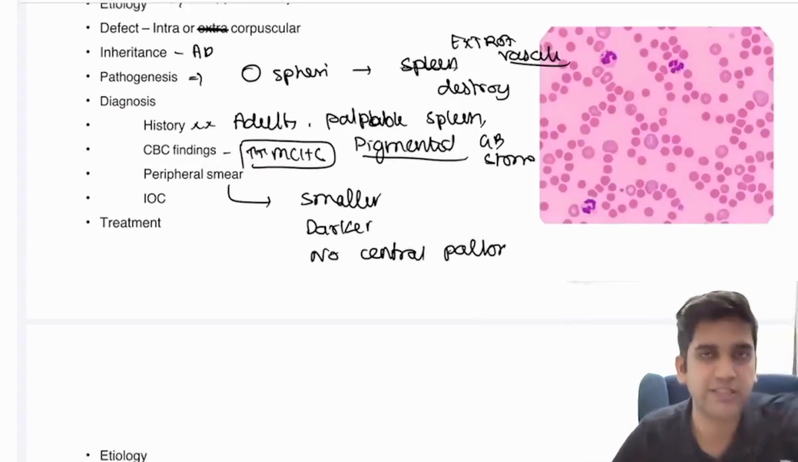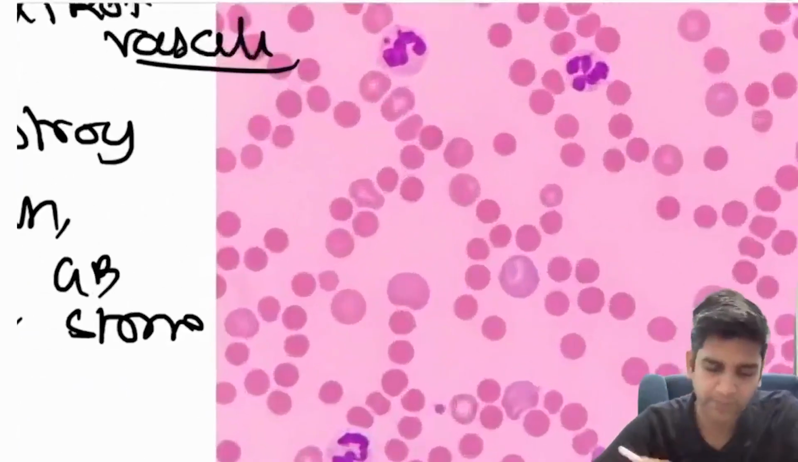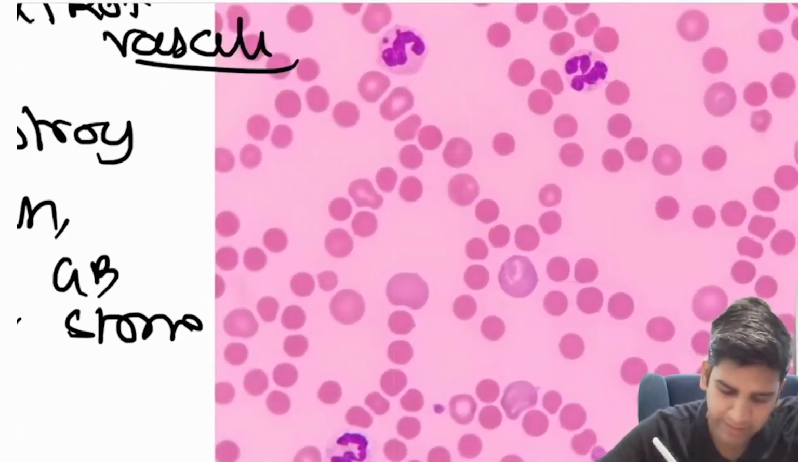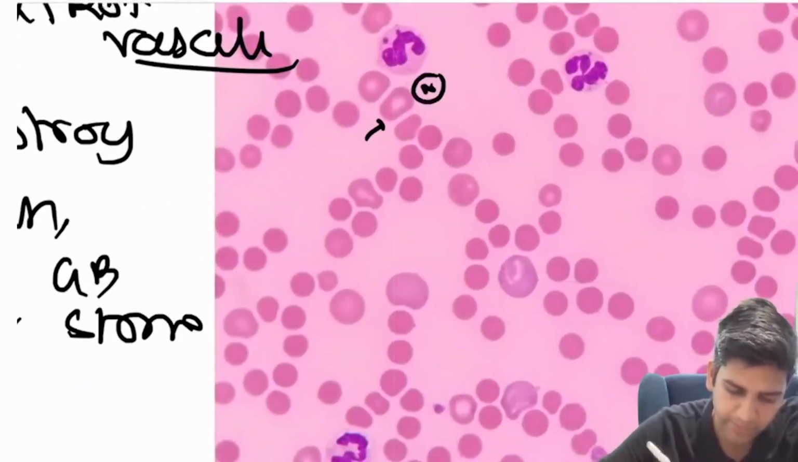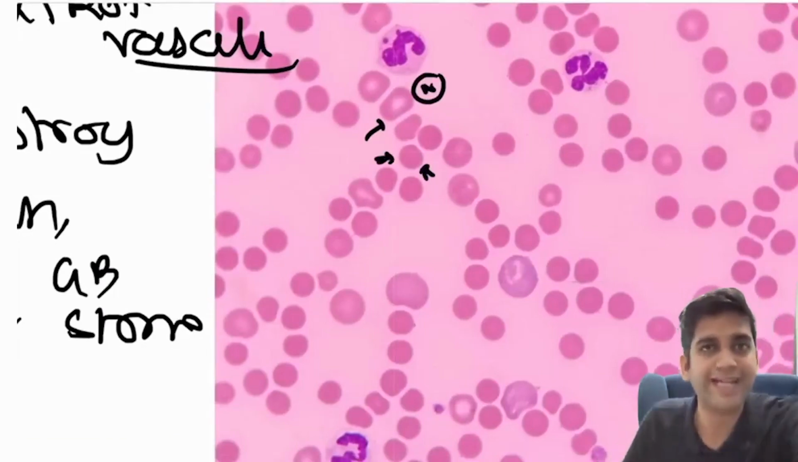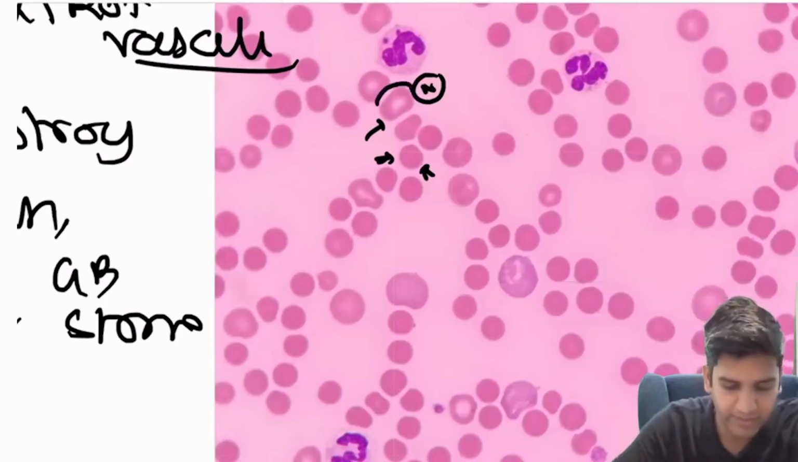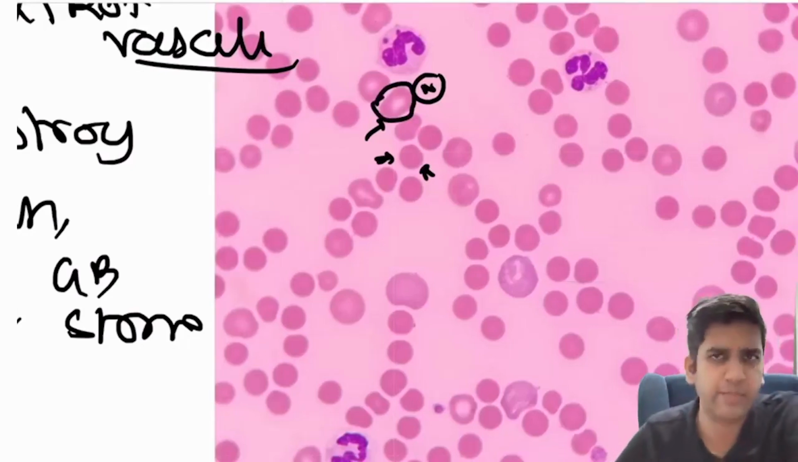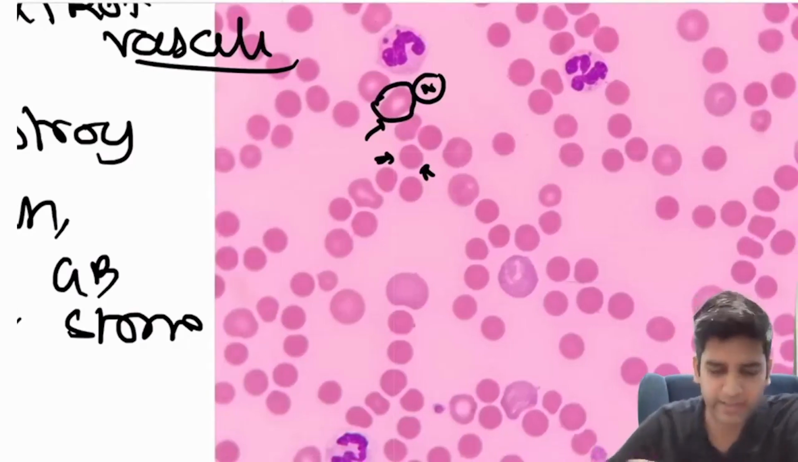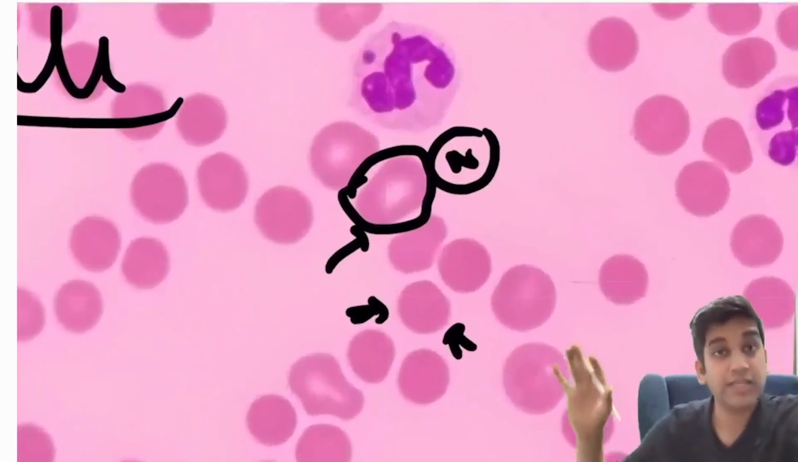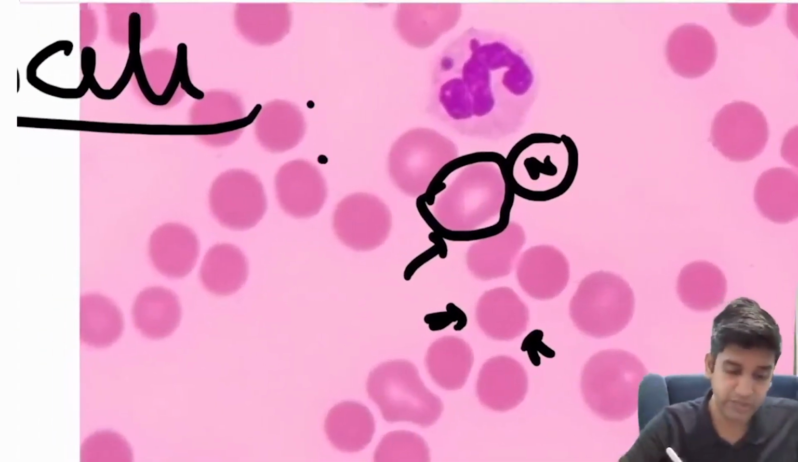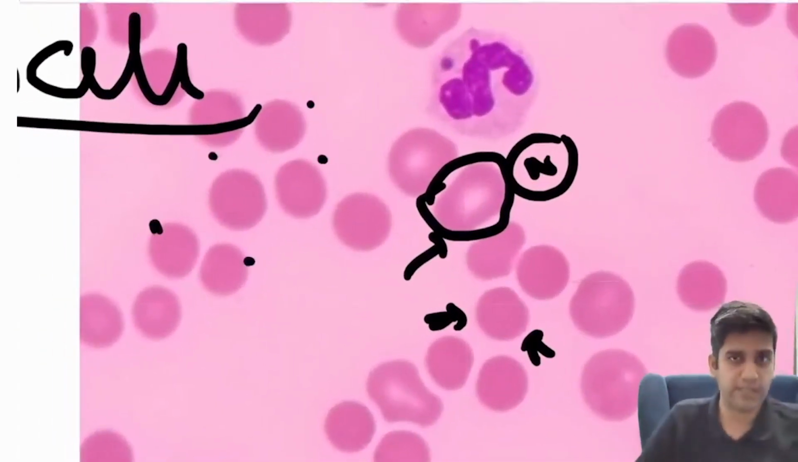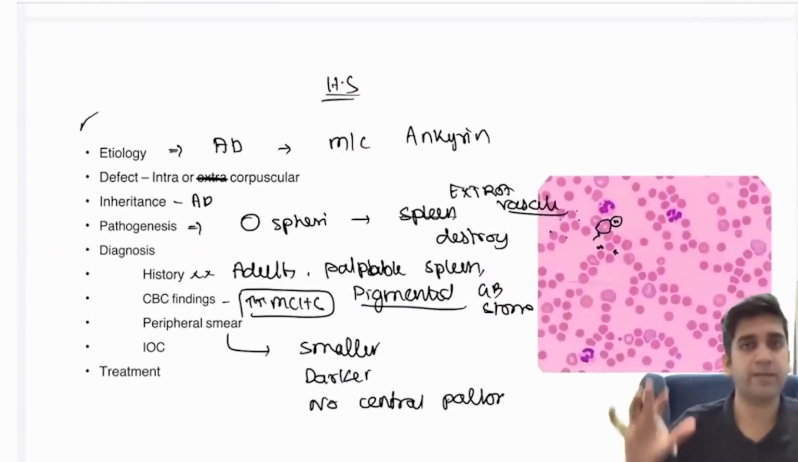Anything you look at in the peripheral smear, let's look at the image. Let's assume this is a normal RBC, fine? And look at this. This RBC is smaller than this RBC, right? Darker than the RBC, obviously. No central pallor, right? That's how you pick up spherocytes. There are plenty of spherocytes here. Look at this. Multiple cells, they don't have a central pallor, right? So this is how you pick up spherocytosis.